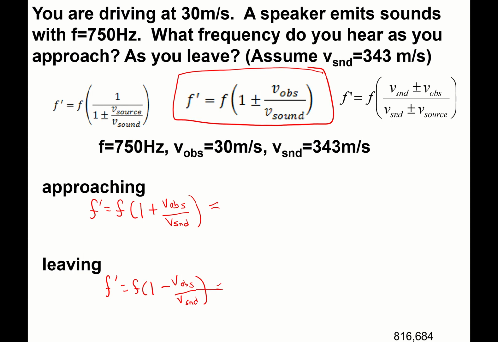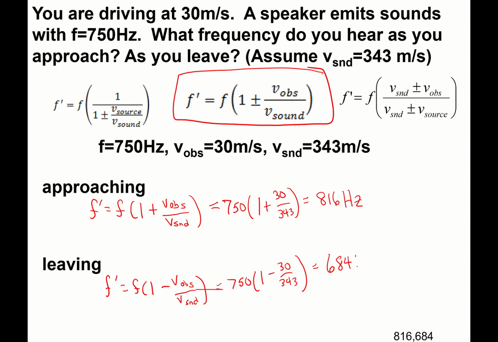And so now again, it's just plug and chug. I've got everything there, and you should practice putting your numbers in. Make sure you know how to do a calculation like this. So I've got 1 plus 30 over 343 times 750, which gives me 816 hertz. And leaving, it's going to be 750 times 1 minus 30 over 343. And so that's going to go down to 684 hertz.